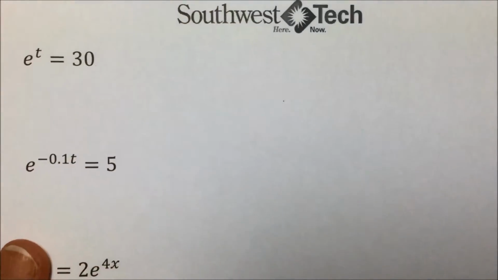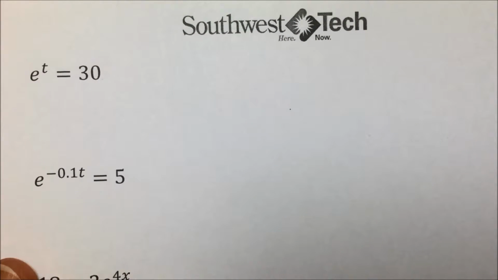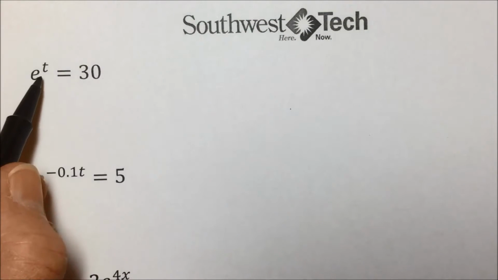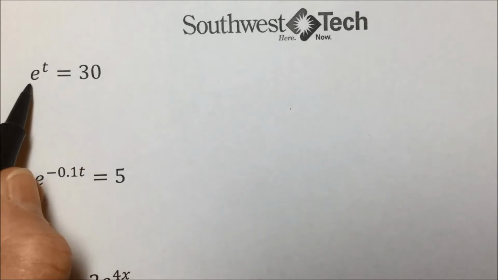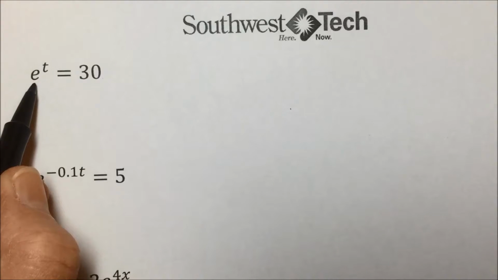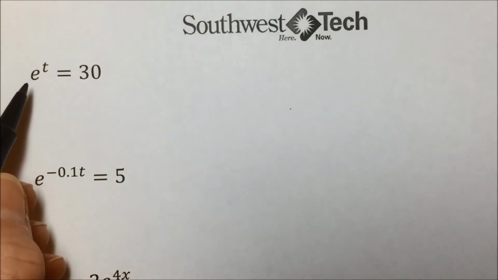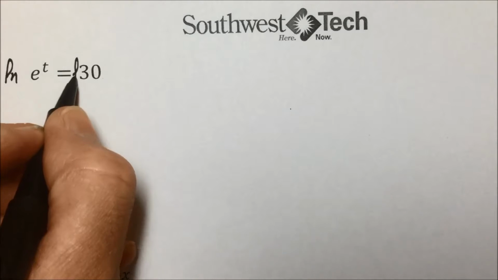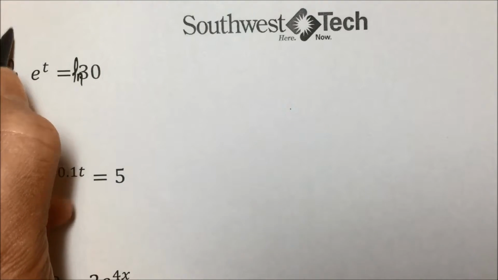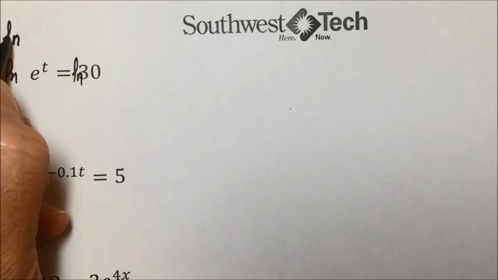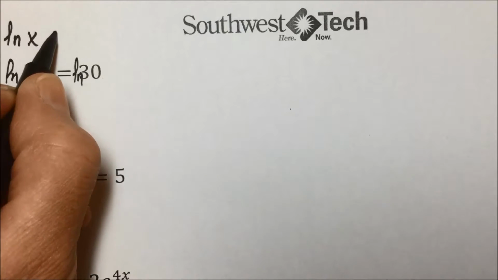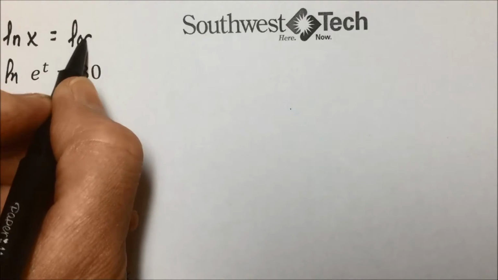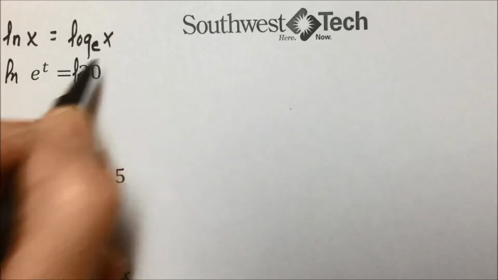When you're given a problem that has a base of e, and there's no way that we can transform our 30 into a base of e, instead of taking a common logarithm, you'll find that taking the natural log of each side, and recall that ln of something, I'll say x, is shorthand for log base e of that quantity.